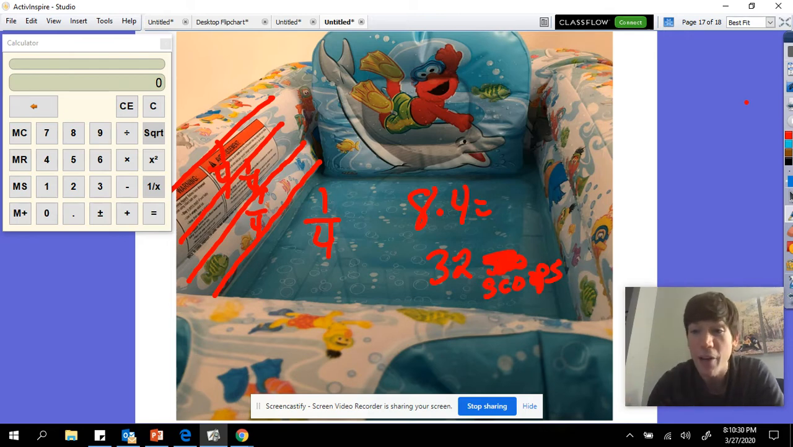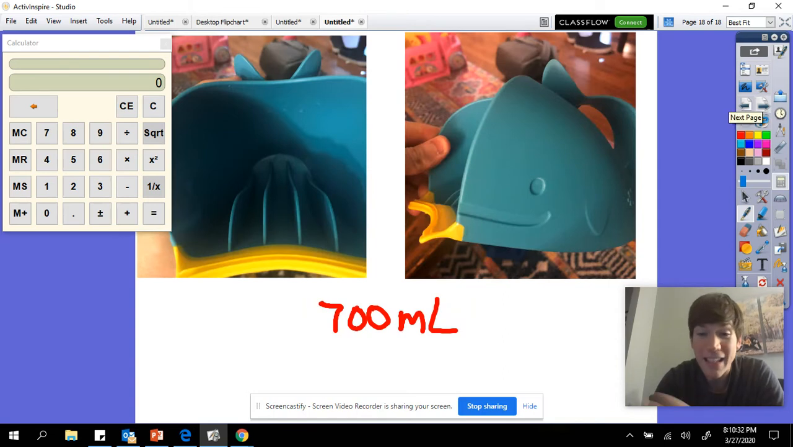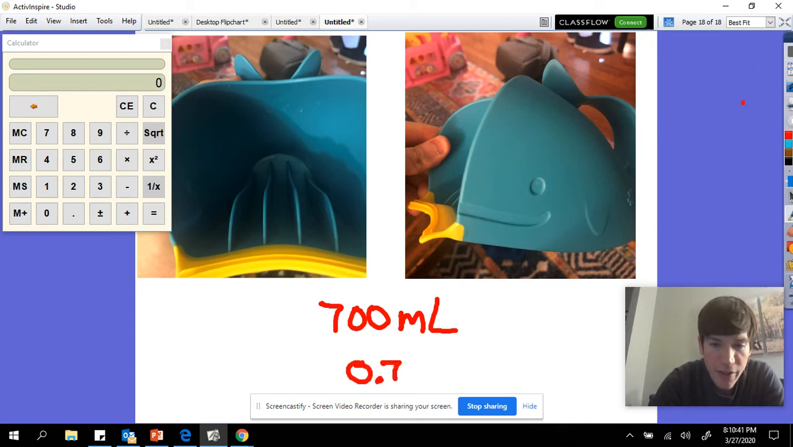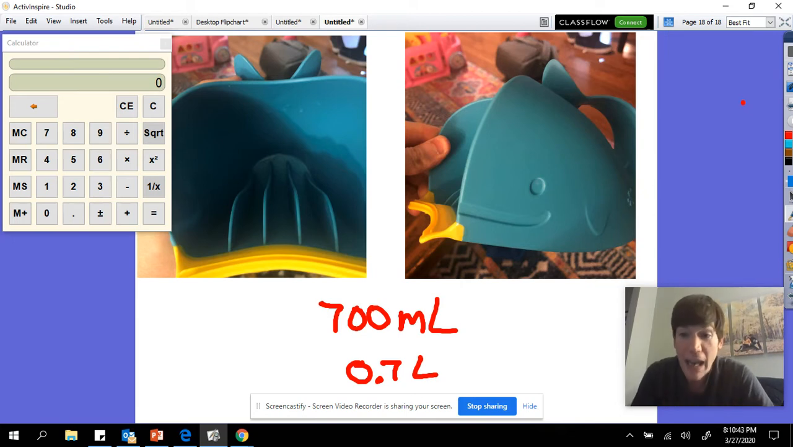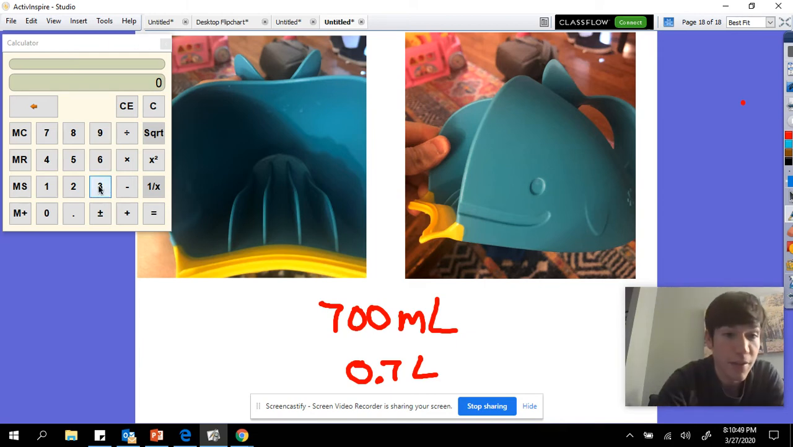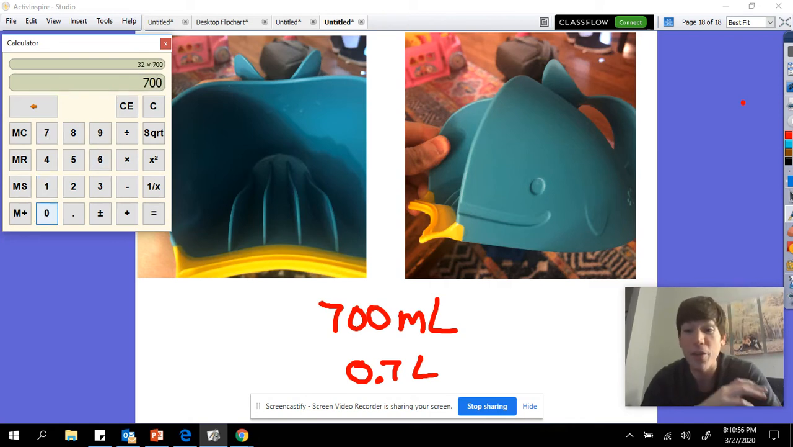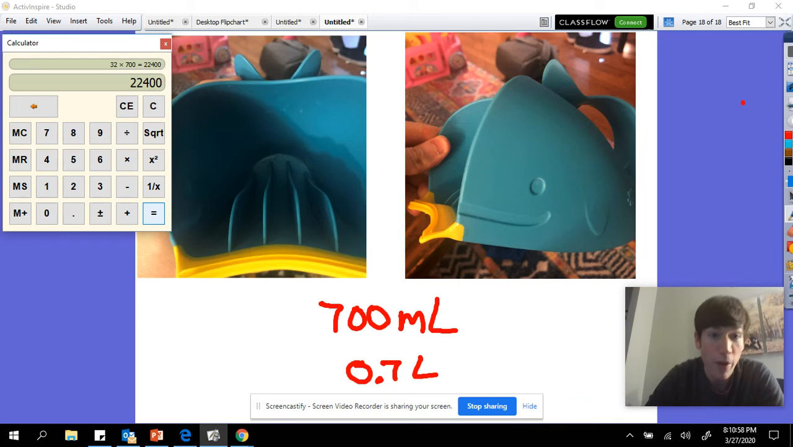Now, one thing I know about each of those scoops is that each scoop is 700 milliliters. Remember, it takes 1,000 milliliters to make a liter. So this is about 7/10 of a liter. It's more than half of a liter, but not quite a whole liter. Now, I knew if it takes about 32 of these, and they're each 700 milliliters, this will tell me how many milliliters are in the whole tub, and I come up with 22,400.